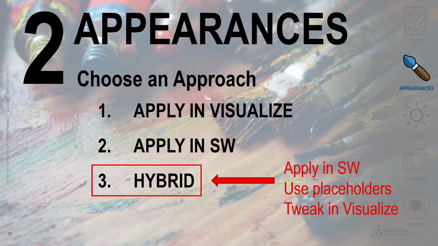I'm going to focus on this third one because this is the approach that I use pretty much 100% of the time. There is a place for apply in SolidWorks and just hit go, but I'm going to argue against that here. So I'm going to focus on this last one, and that is to use SolidWorks to apply the appearances and then take those applied appearances in SolidWorks and work with those in Visualize. So I actually do this in a way that most people probably don't, but I think it's a very helpful approach.